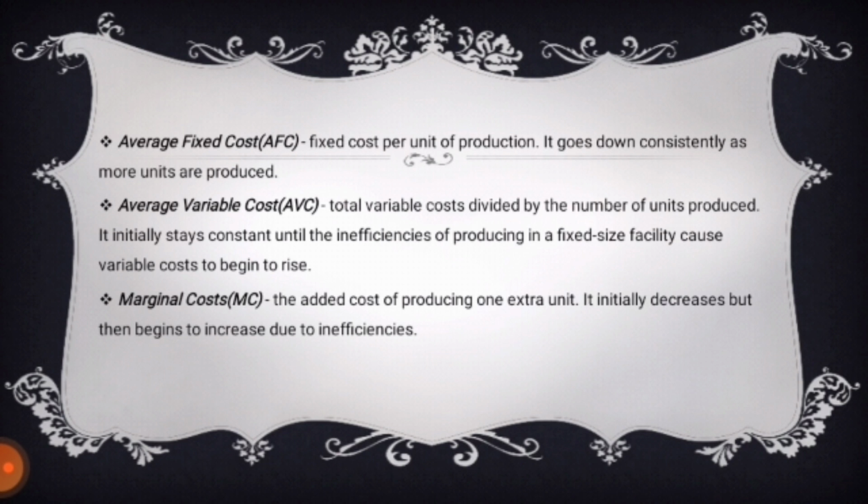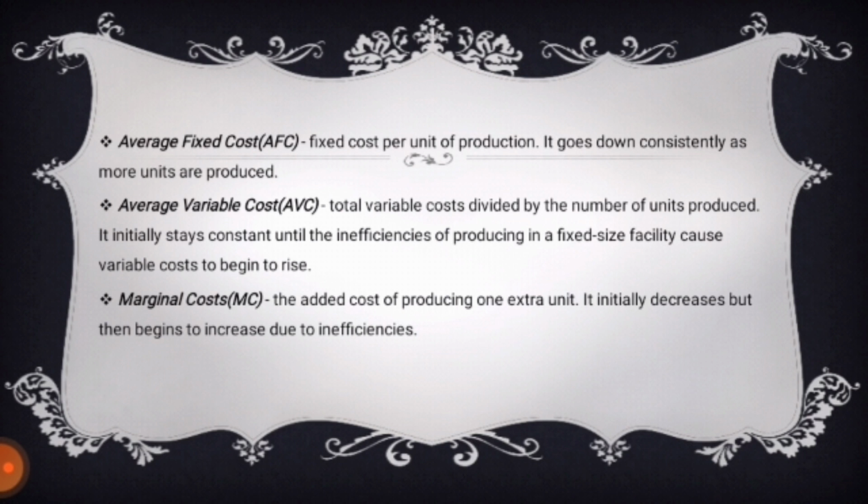Average fixed cost or AFC is the fixed cost per unit of output. As the total number of units of the good produced increases, the average fixed cost decreases because the same amount of fixed cost is being spread over a larger number of units of output.